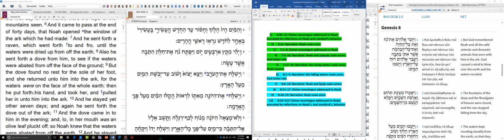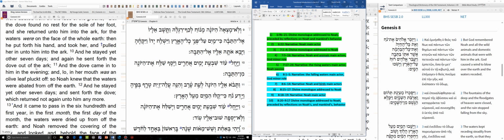But the dove comes back because it doesn't find anywhere to rest the sole of her foot, and came back to the ark, and the waters were on the face of the whole earth. Then he put forth his hand, took her, and pulled her in unto him into the ark. Verse 10, and he stayed yet other 7 days. And again he sent forth the dove out of the ark. And the dove came in to him in the evening, and lo, in her mouth was an olive leaf plucked off. So Noah knew that the waters were abated from off the earth. And he stayed yet other 7 days, and sent forth the dove, which returned not again unto him anymore.